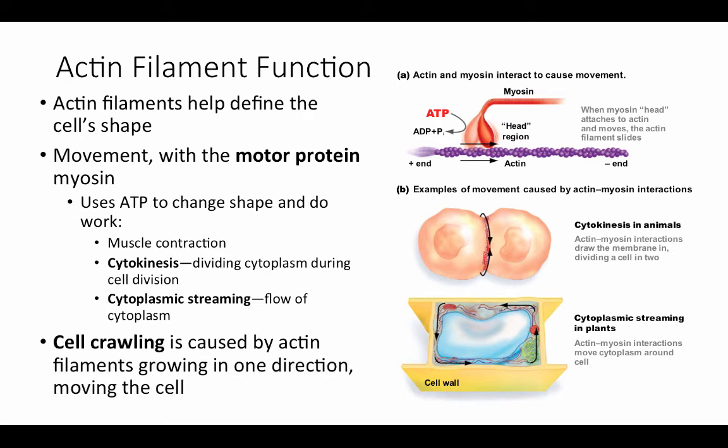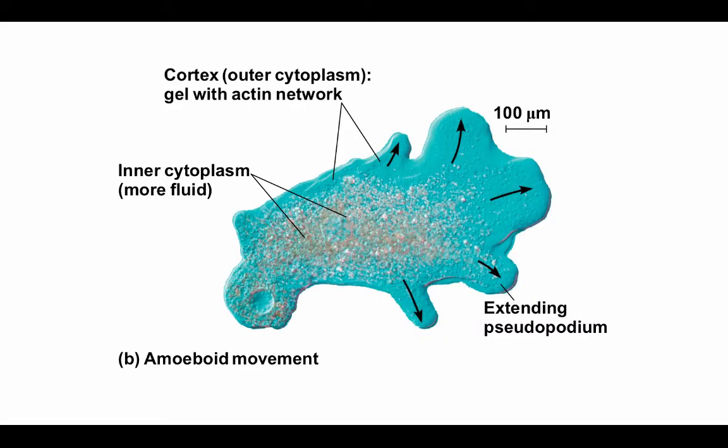And also cell crawling is caused by actin filaments growing in one direction, moving the cells. So if we think of something like an amoeba, amoeboid movement, so this is going to be the result of these actin filaments assembling themselves on one side of the cell, disassembling themselves from another side of the cell, moving in this direction, and continually pushing out in this direction and constricting back in from the trailing edge, so that these structures called pseudopodia form and pull the cell in a single direction through this amoeboid movement.